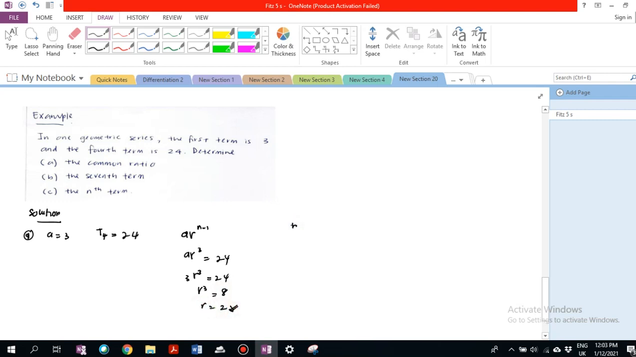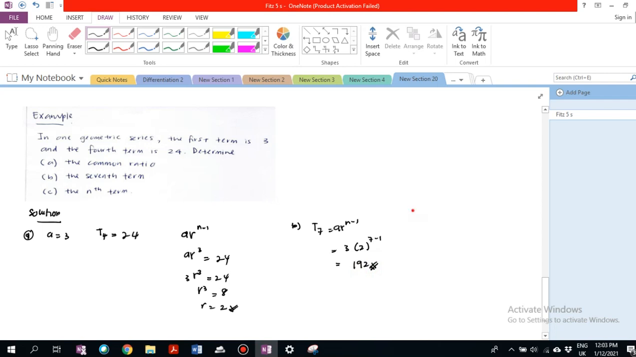So part B asks us to find the 7th term. T7 is equal to A R to the power of n minus 1. What is your A? A is 3. What is your R? In this case, your R is 2. What is your n? 7 minus 1, which is 6. At the end of it, you will get 192.